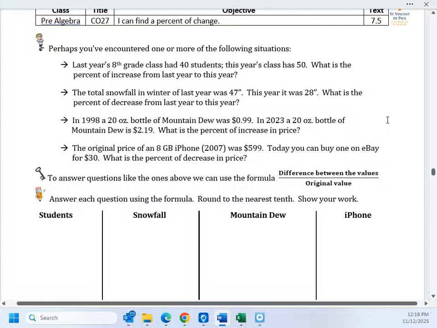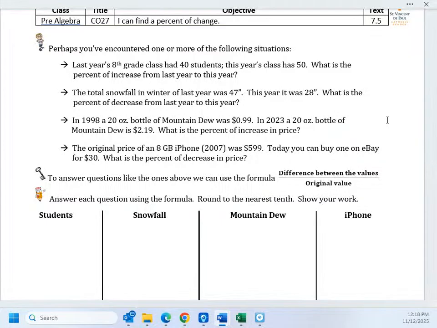Good afternoon. Today we are continuing to work with those percentages. We are doing CO27. I can find a percent of change. Remember what I said at the beginning of this unit: percentages, these are really easy, converting between percent and fraction and decimal, got it.